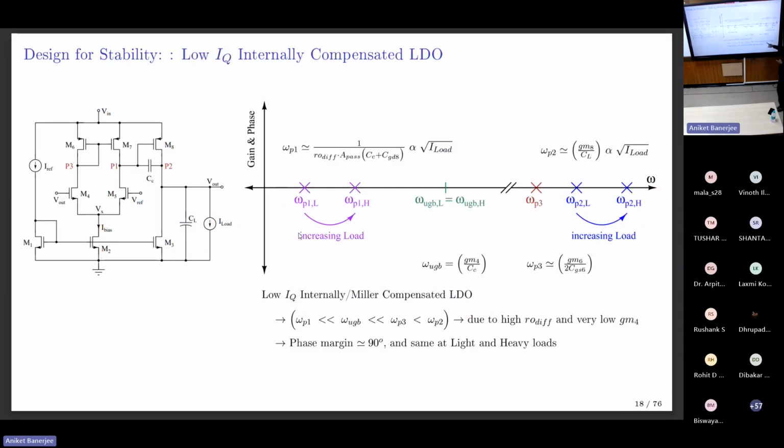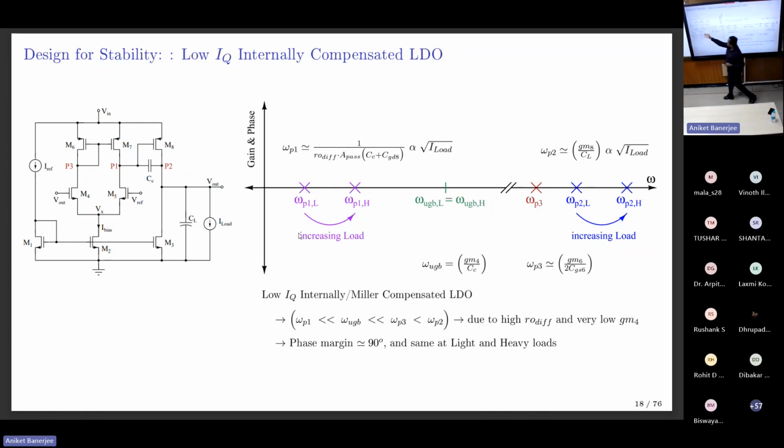So this is the low quiescent current stability analysis discussion. This is pole 1, this is pole 2. Pole 1 is the dominant pole. UGB is nothing but DC gain times the first pole, a first order system. This is the UGB. UGB doesn't change with the load current or anything.